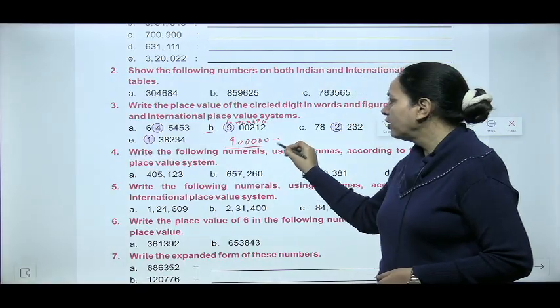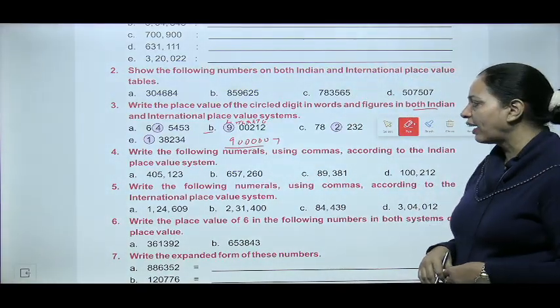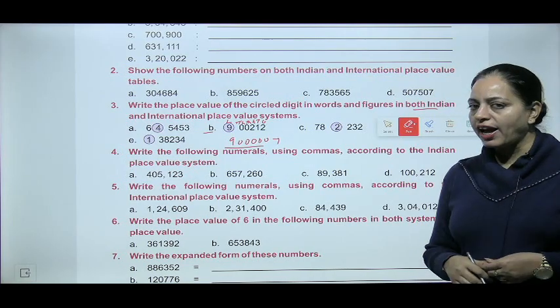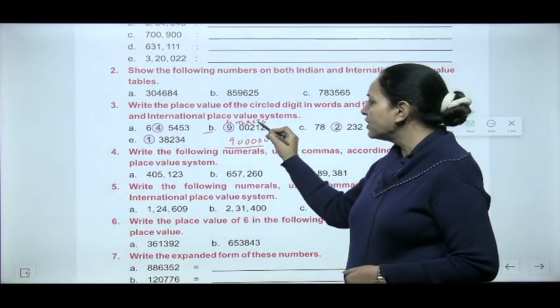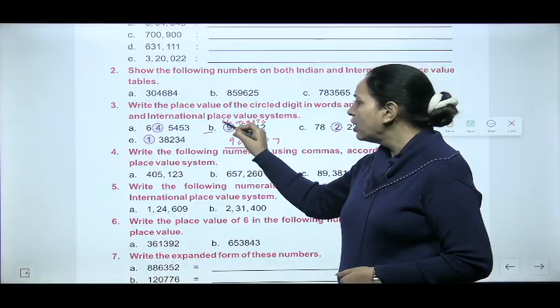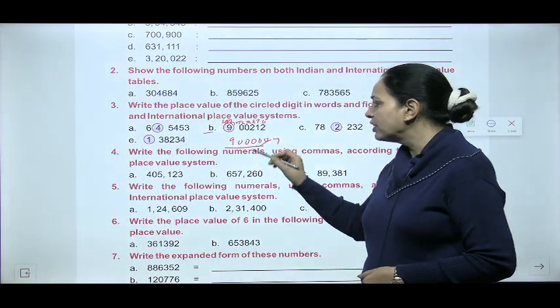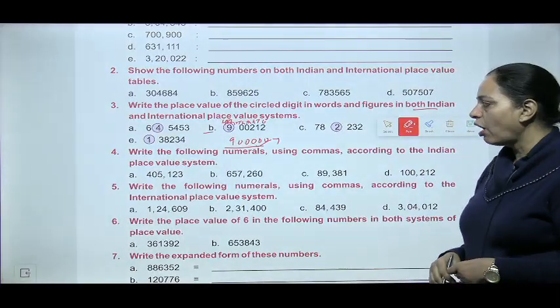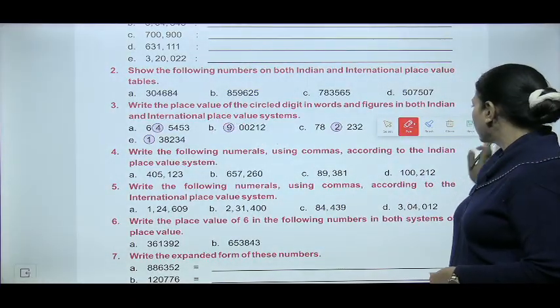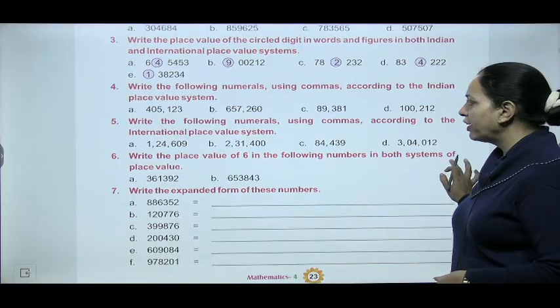So write in words 9 lakh. According to the international place value chart: ones, tens, hundreds, thousands, ten thousands, 100,000. So this is the value, and you will write 900,000. Okay, I hope this is clear to you. Similarly, you can try the rest of the parts.